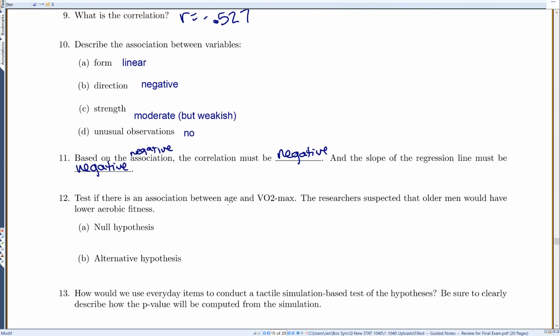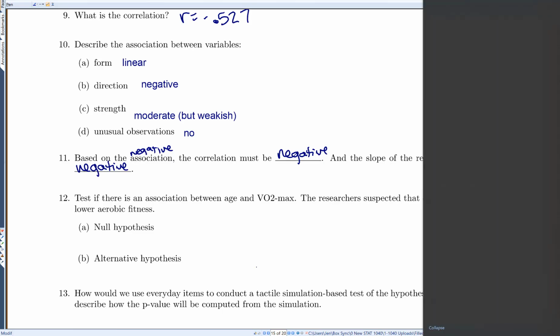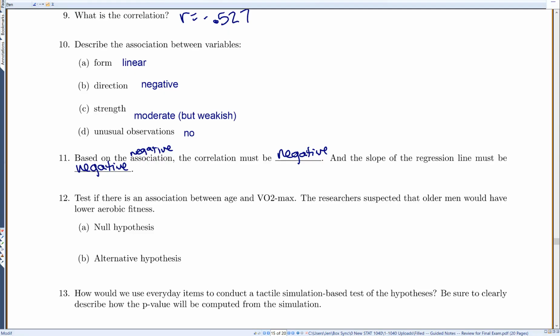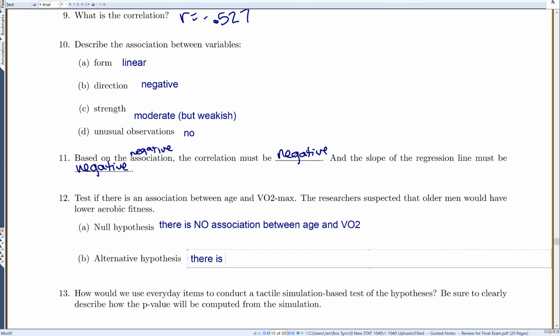Now let's test if there's an association between age and VO2 max. The researchers suspect the older men would have lower aerobic fitness. So our null hypothesis is that there is no association between age and VO2. The alternative is we say there is a negative association between age and VO2.